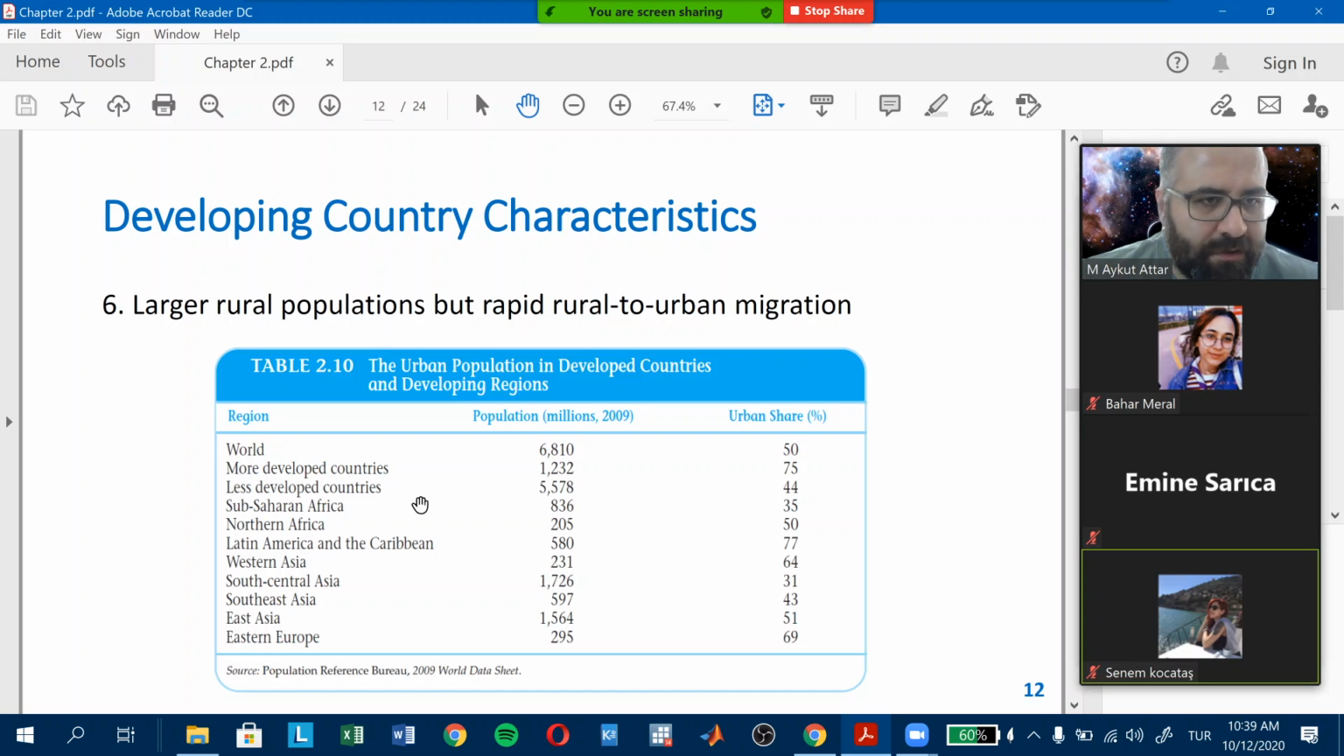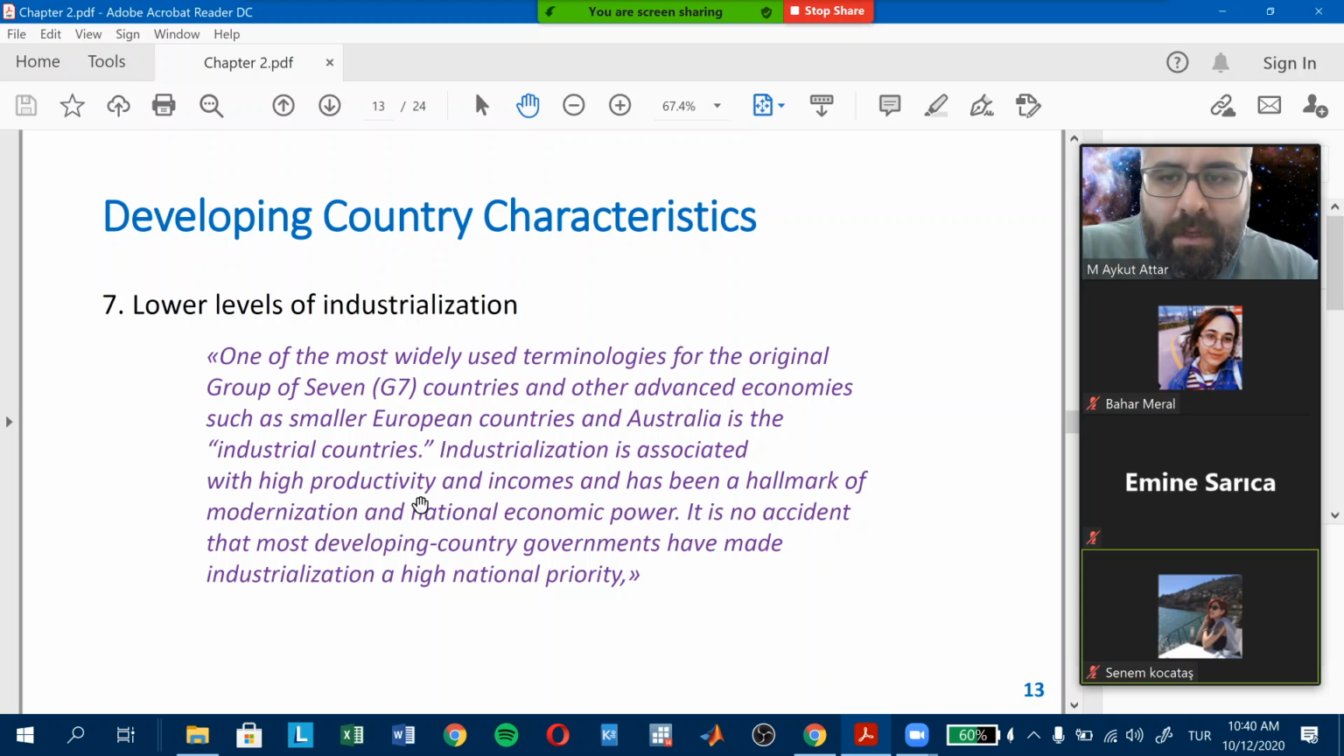East Asia is closer to the world average. Western Asia is better in that regard as well. But for instance, Northern Africa, Morocco, Libya, Algeria, Egypt, they're again much lower. And of course, in Sub-Saharan Africa, the urban share is also low.